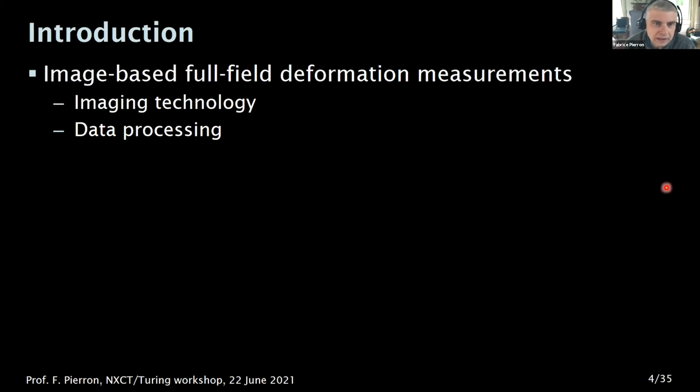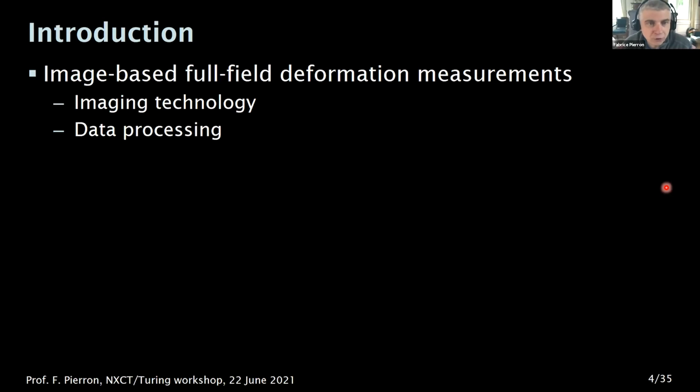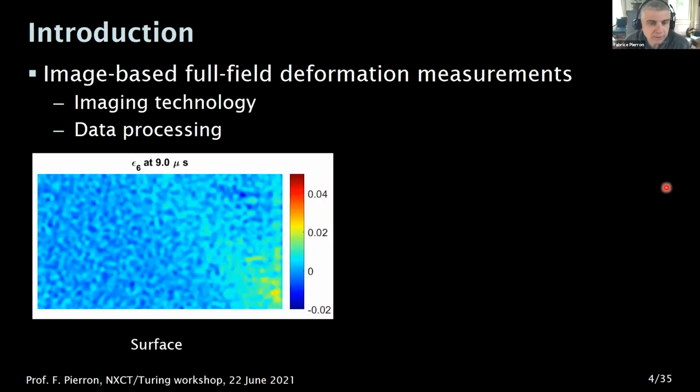So, I mean, we all know that full field deformation measurements have made a lot of progress within, I would say, the last 20 years. First, because of the progress in imaging technology, mostly initially CCD and CMOS cameras, but also the progress in computing power and the fact that we're able now to do very advanced data processing of images we might collect. And so we can measure deformation at the surface.